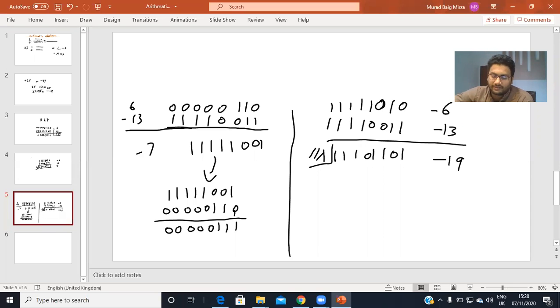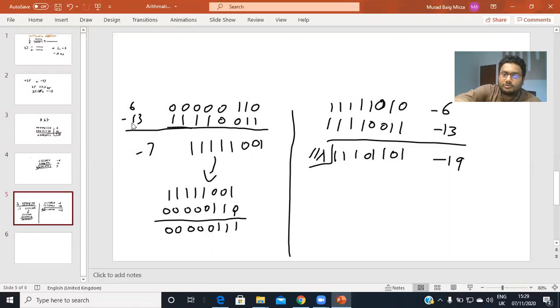So till now we have discussed two additions. In the first addition, both the numbers were positive. In the second addition, one number is negative and the other is positive, which was -6 and +13. Now here are the two more possible additions with signed numbers. One is with +6 and -13. This is the binary of +6, and this is the binary of 13 in 2's complement, because we want to add +6 and -13.